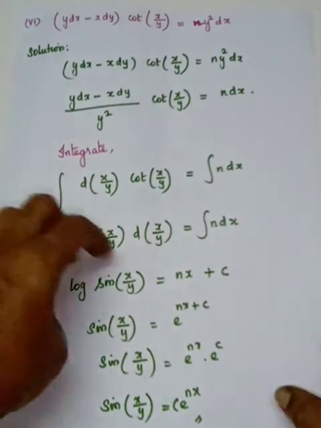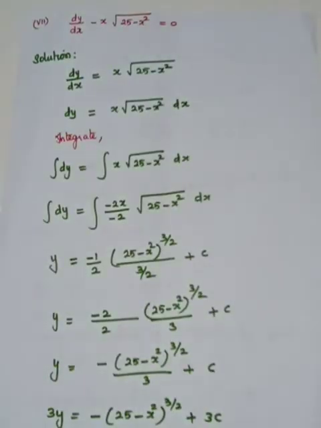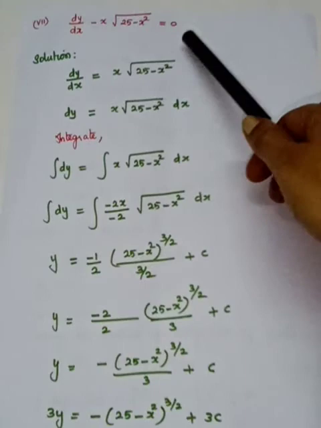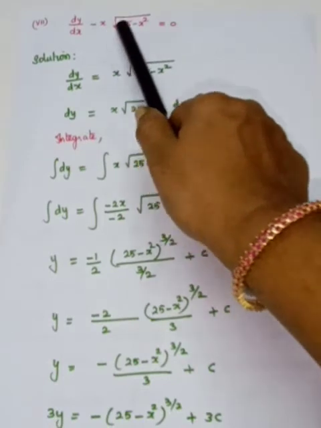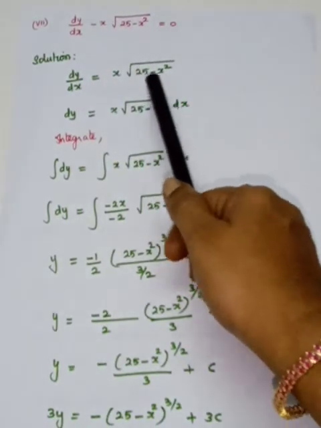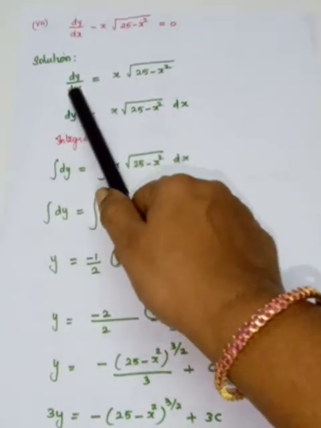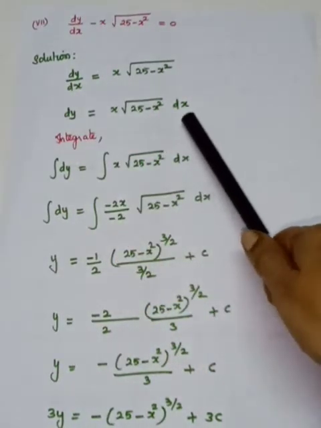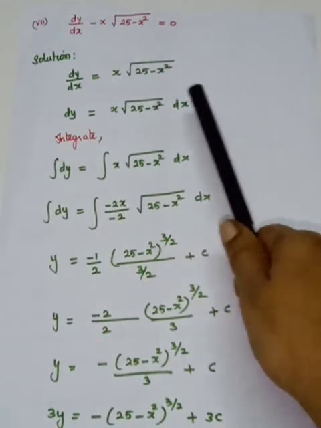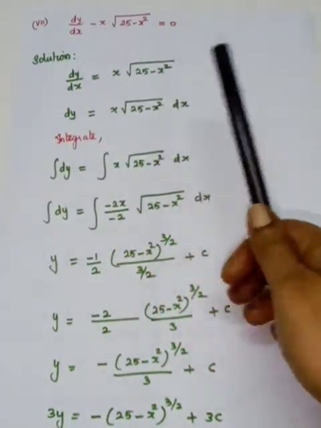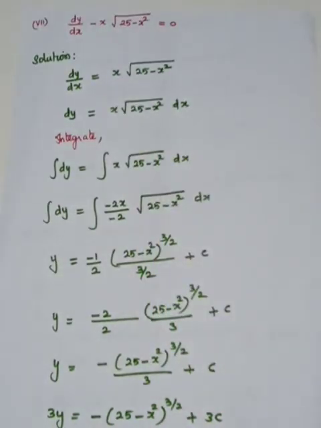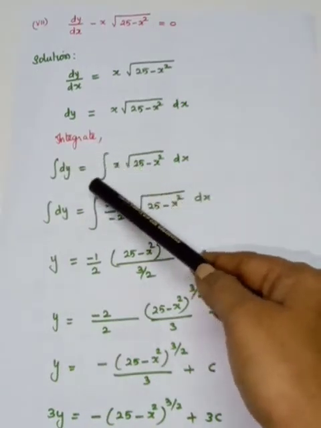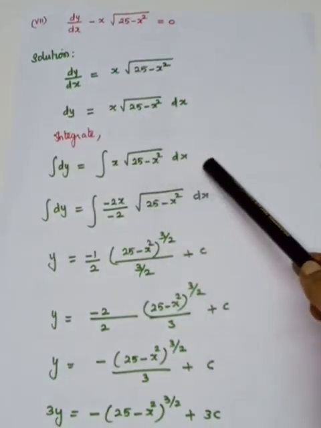Okay, coming to the seventh subdivision. dy minus x into square root of 25 minus x squared dx is equal to 0. So you take the left side term and bring it to the right side, it will become positive. So dy is equal to x square root of 25 minus x squared dx, where dx should be in the numerator. On the left side you are having the y term and on the right side you are having the x term. So you have to integrate on both sides. So integral dy is equal to integral x into square root of 25 minus x squared into dx.